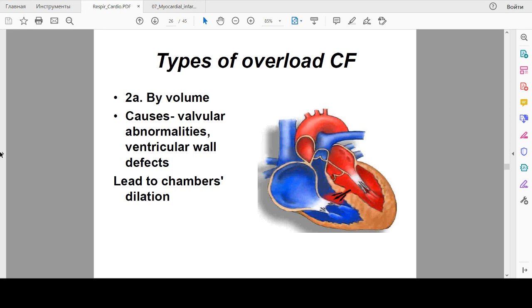For instance, overload by volume happens in some valvular abnormalities or ventricular wall defect. Here in the picture you can see a significant interventricular defect. According to the gradient of pressures, blood goes to the place of lower pressure. So this chamber will be overloaded by volume. And finally, this chamber dilates under the excessive pressure.